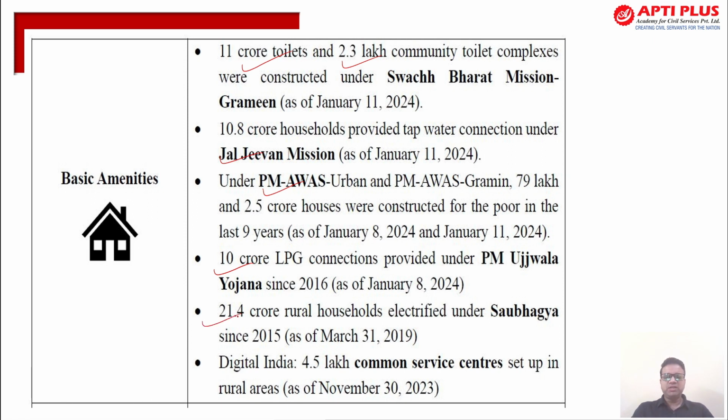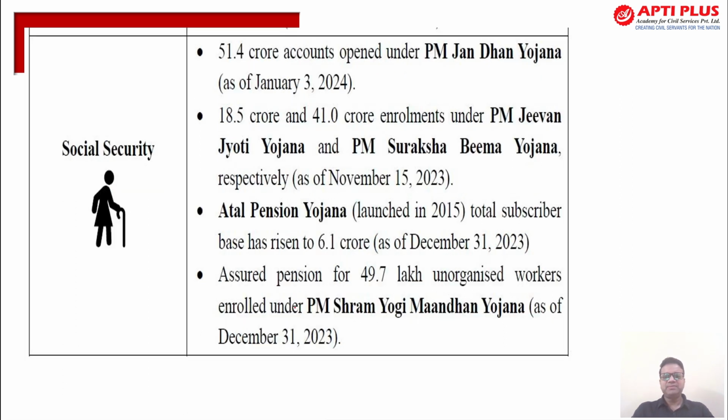Saubhagya Yojana was there for electricity. This calls for 21.4 crore rural household connections. And Digital India, where 4.5 lakh common service centers were built in the rural areas, which has helped a lot of people ensure that they are connected with the common service center. Other than this, the last but not the least is social security, where PM Jan Dhan Yojana was there. 51.4 crore people were the actual beneficiaries.